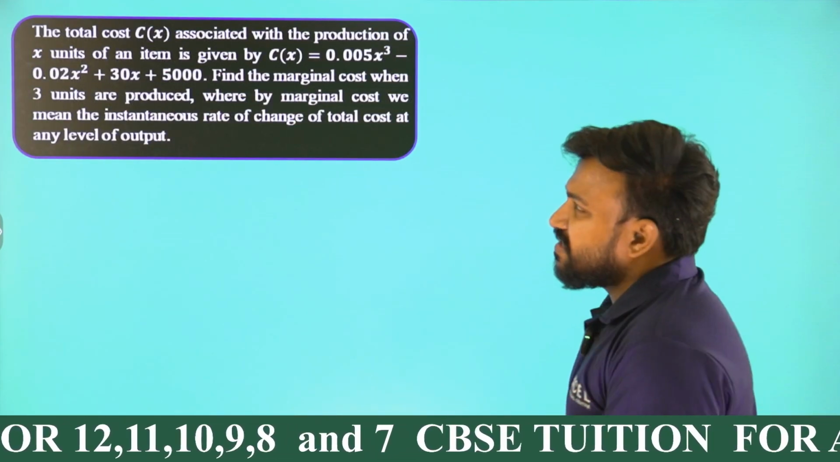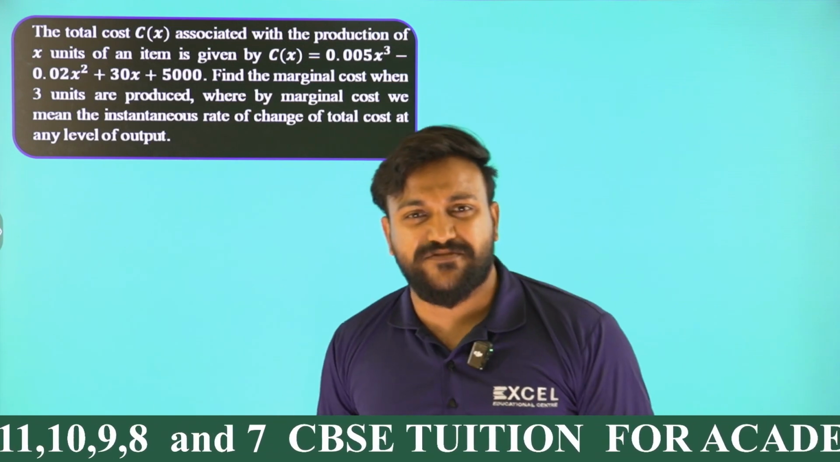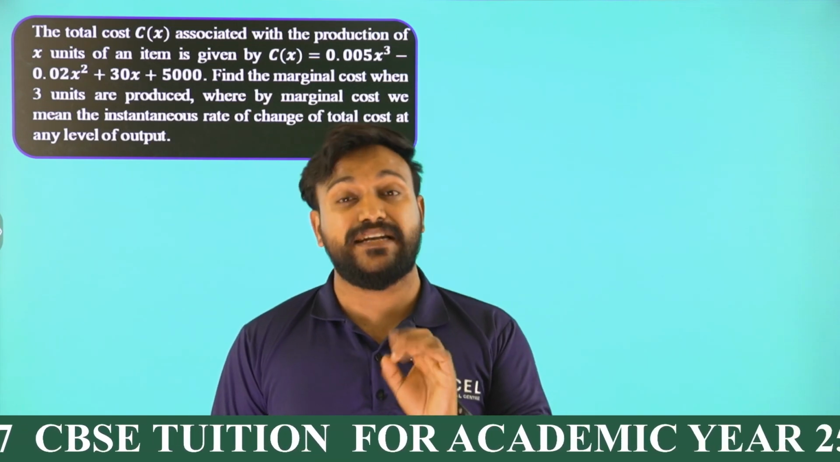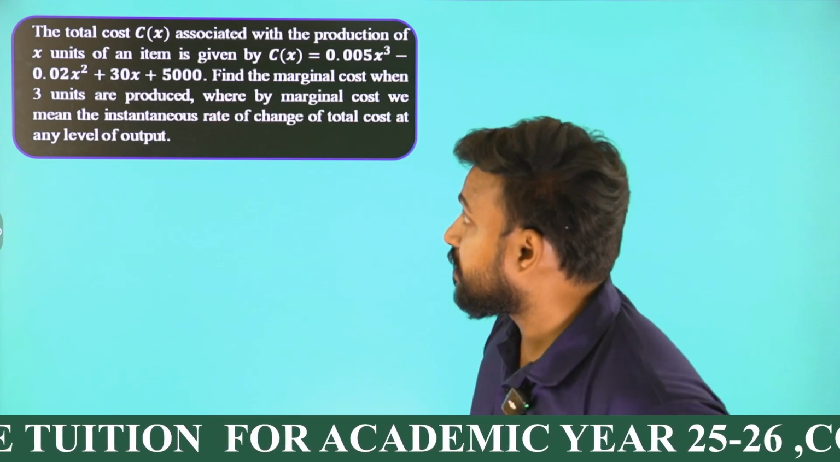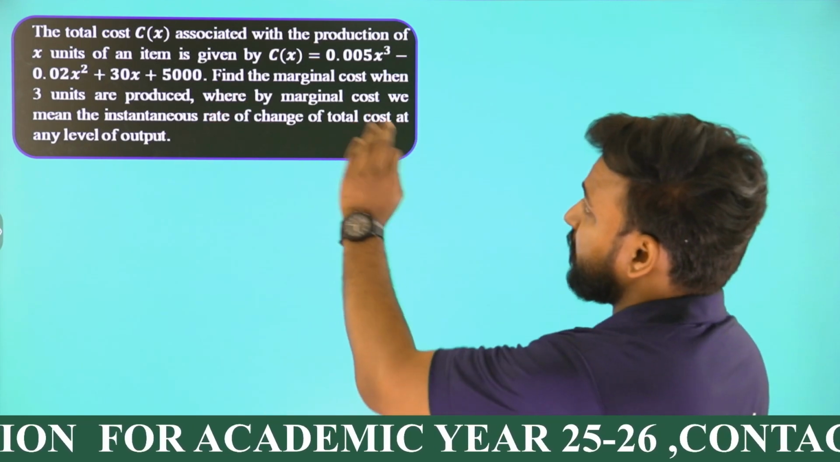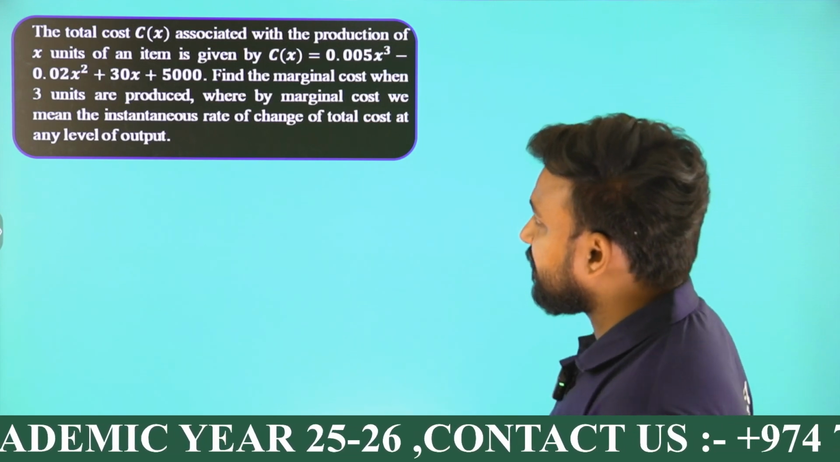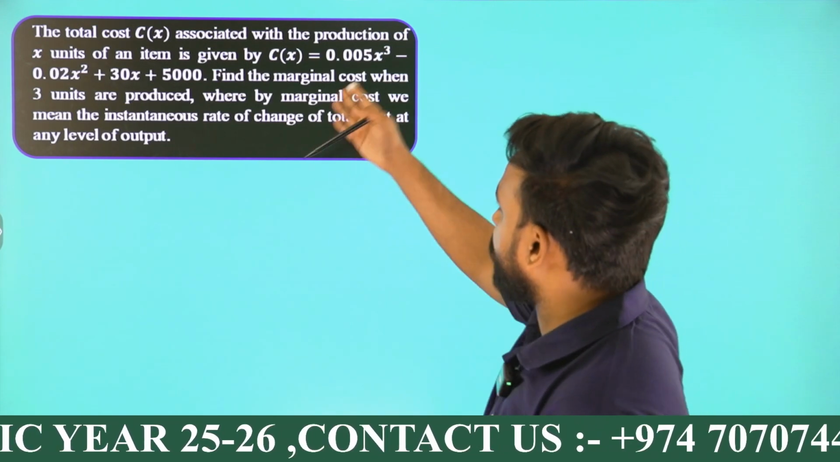Listen, this one is the easiest question you can expect from the part rate of change of quantities, and it does not rely on dt also. So you can read this question. The total cost C of x associated with the production of x units of an item is given by C of x is equal to this.